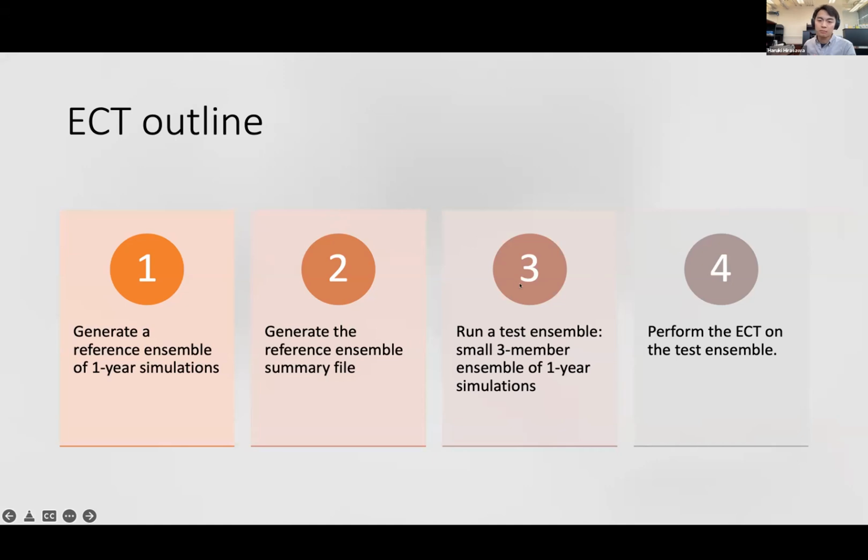And this is what we use to run the test. Then on a new machine or maybe a new version of the code, we run a test ensemble, which is a small 3-member ensemble of 1-year simulations. And we compare those against the statistics in the ensemble summary file, and that's the ECT.